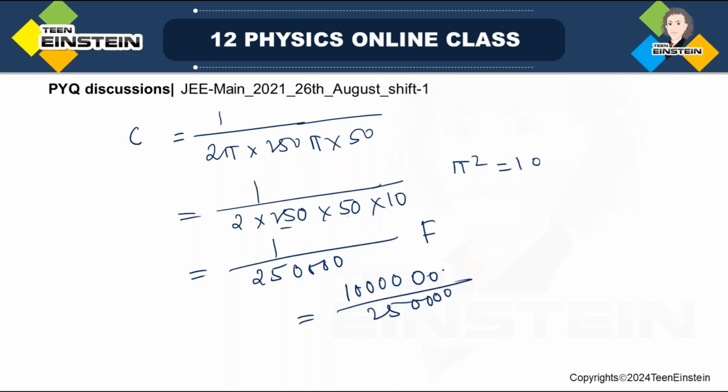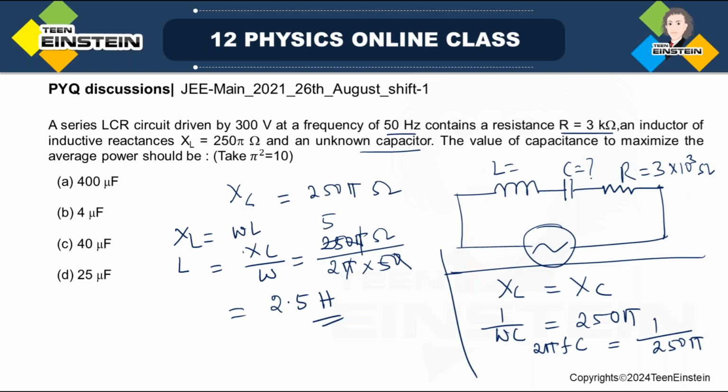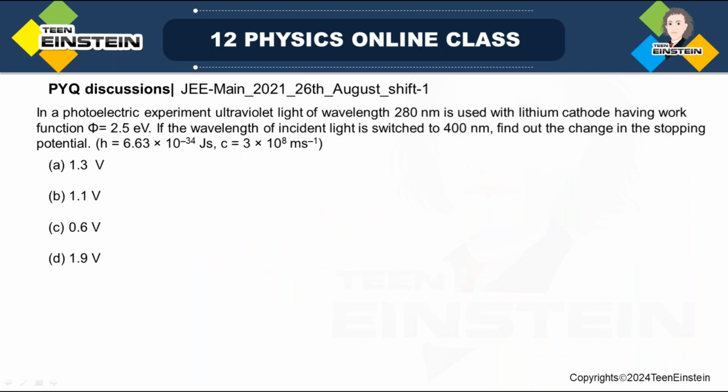So here look, I get 4. This is actually microfarad. Okay, because I have multiplied 10 to the power 6 here, so I'll get 4 microfarad. Let us see the options over here. Yeah, option B is there, microfarad. So that will be the answer for this question. Okay, now let us go to the next problem.